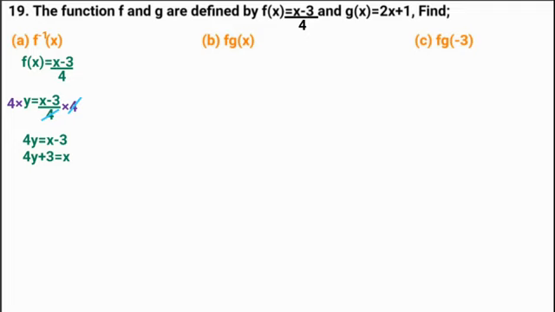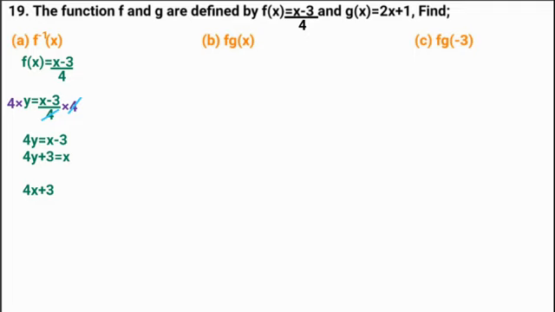So for us to come up with the inverse of f of x, what we're going to do now, where there is y, we're going to put x. So we're going to write something like 4, where there is y we're going to put x, which will be plus 3. Now this is the inverse of f of x. Okay, that is the inverse of f of x.